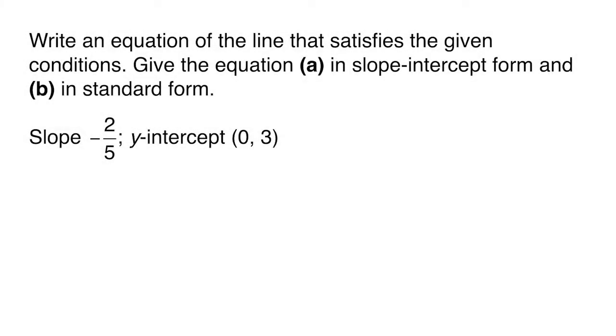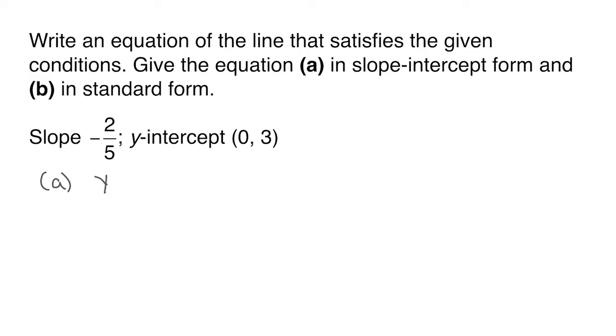Write an equation of the line that satisfies the given conditions. Give the equation A in slope-intercept form and B in standard form. The slope is -2/5 and the y-intercept is the point (0, 3). We'll start with slope-intercept form.